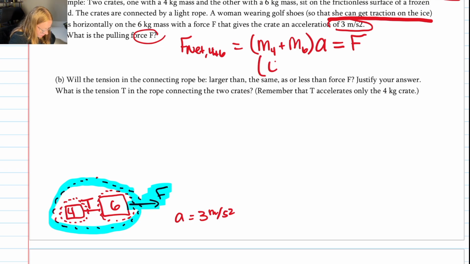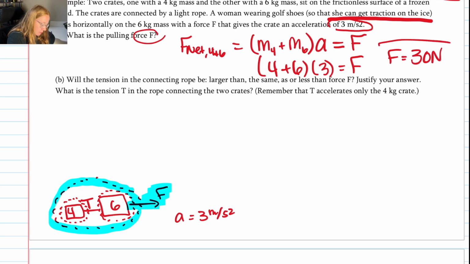Okay, so 4 plus 6, both objects should be accelerating with that acceleration of 3. So it looks like my pulling force, she's going to be pulling both masses, so 10 kilograms in total. She causes an acceleration of 3, and so that would be a total force of 30 that she would have to apply.